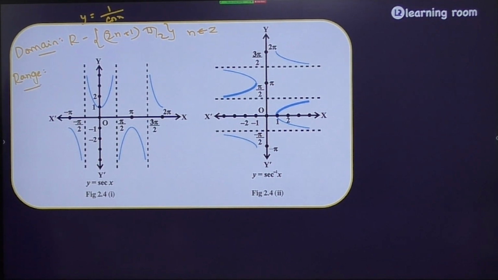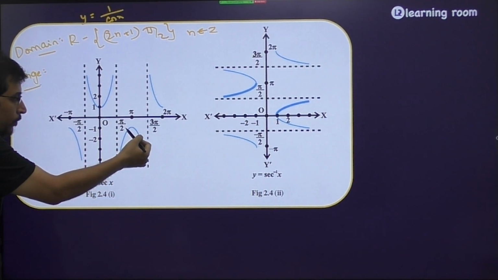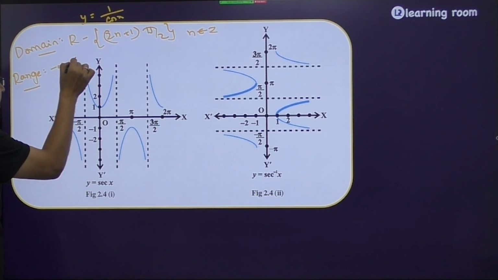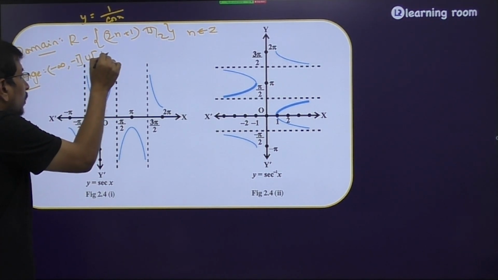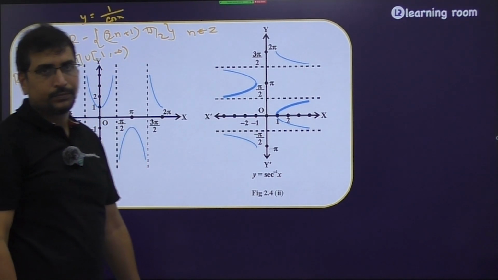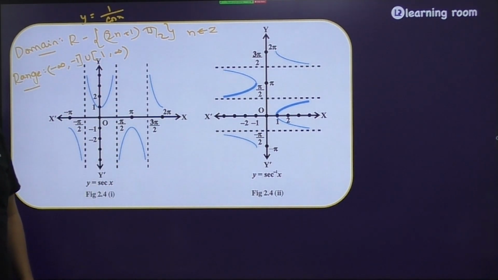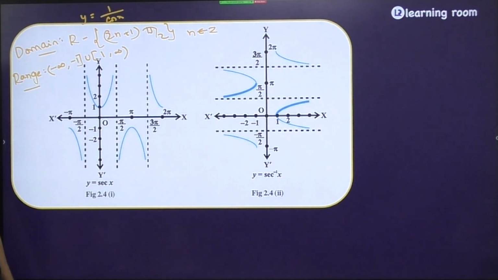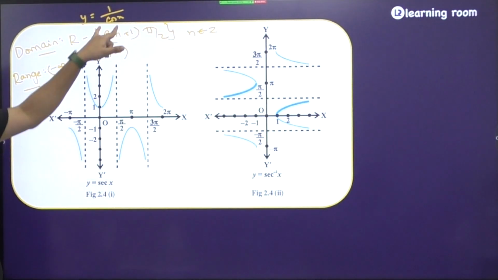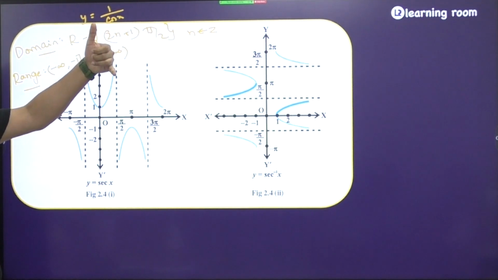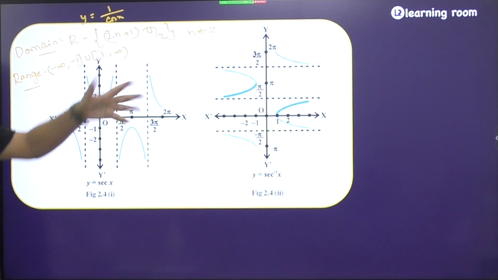Look at the graph. Come from minus infinity to minus 1 union 1 to infinity. Am I clear with this? So how will you look at it? Because it is 1 by cos x, whatever values cos x is generating as range, you need to eliminate those values and write the remaining values.